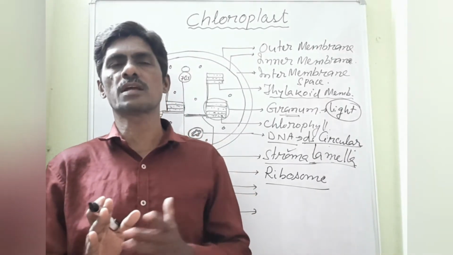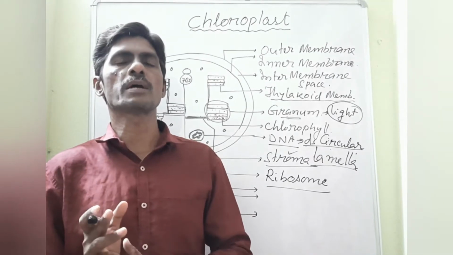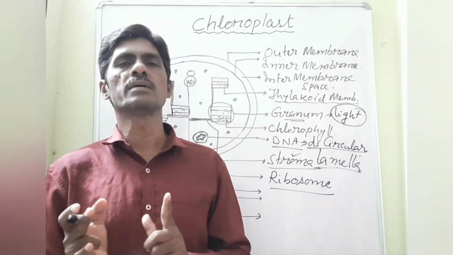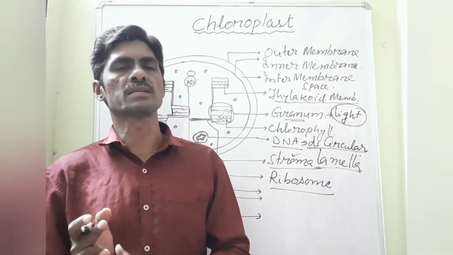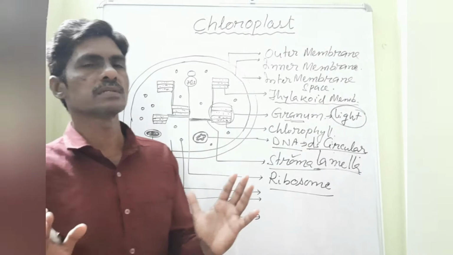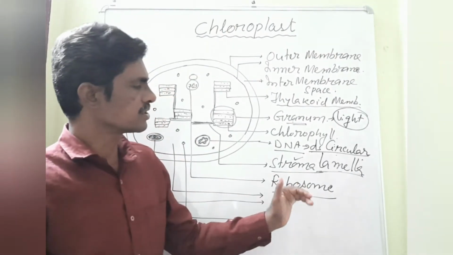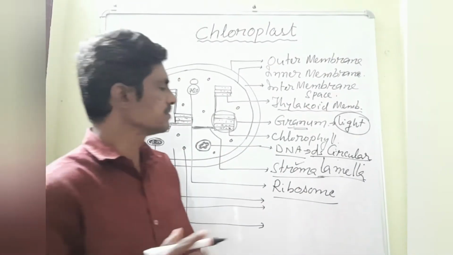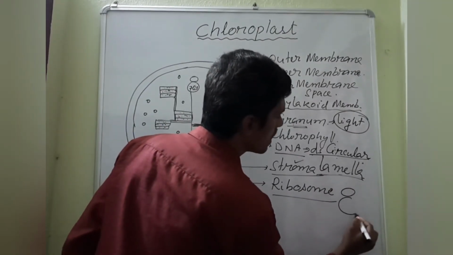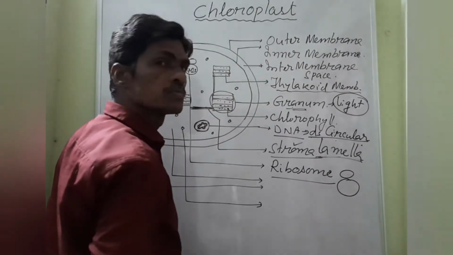Especially the 80S type of ribosomes are found in the cytoplasm and the rough endoplasmic reticulum of animal cells and plant cells. But in bacterial cells, what happens? In bacterial cells, the ribosome consists of 70S. 70S means there are two subunits: one is a large subunit, another is a small subunit.